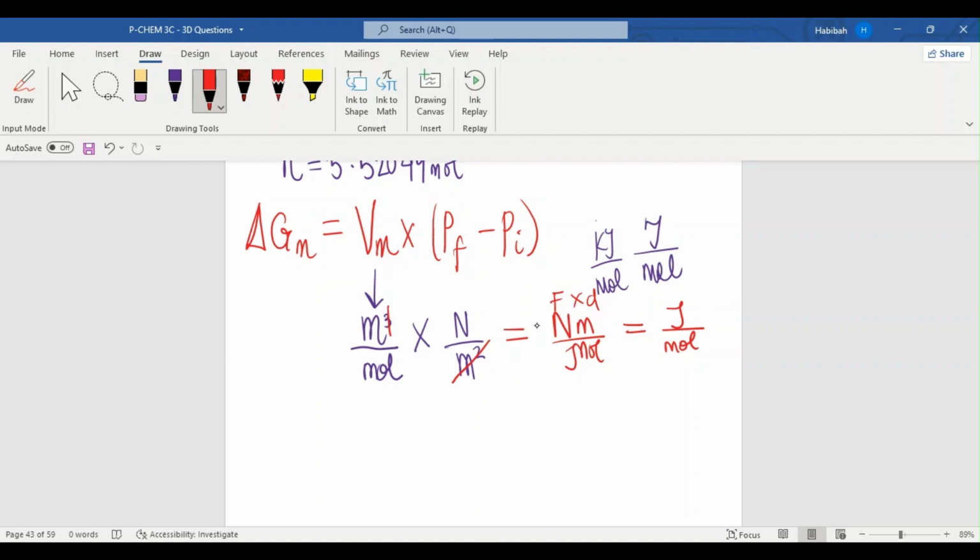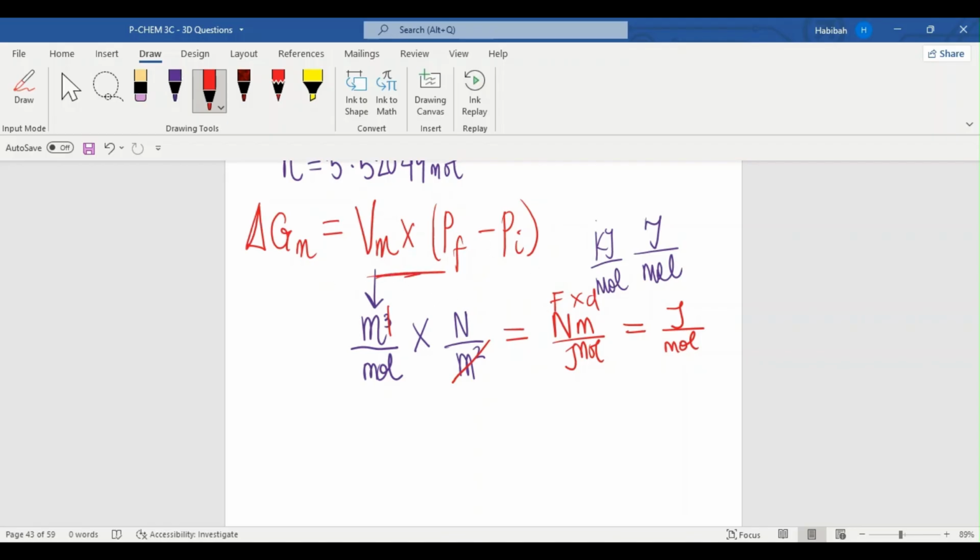So what I'm trying to tell you is that we have to convert our molar volume to meter cube per mole, as well as the pressure to be in Pascal or in Newton per meter squared. It doesn't really matter. I'm just telling you that this is what we're going to use.